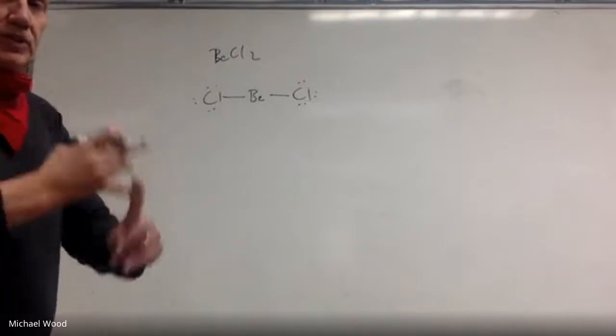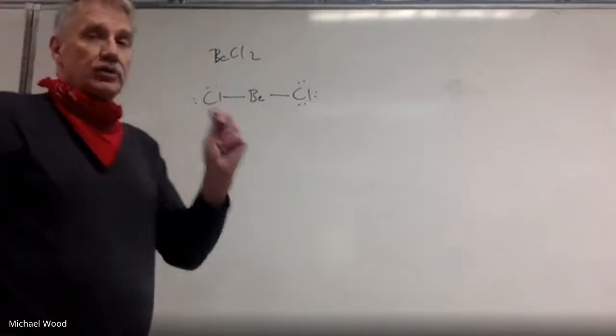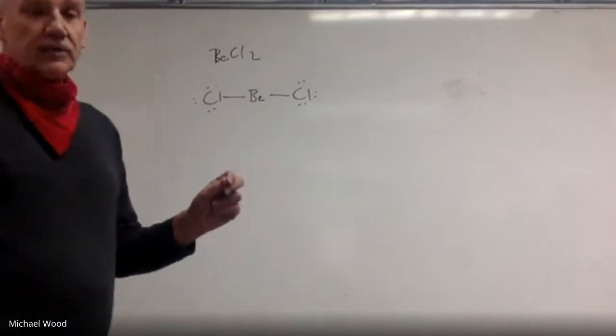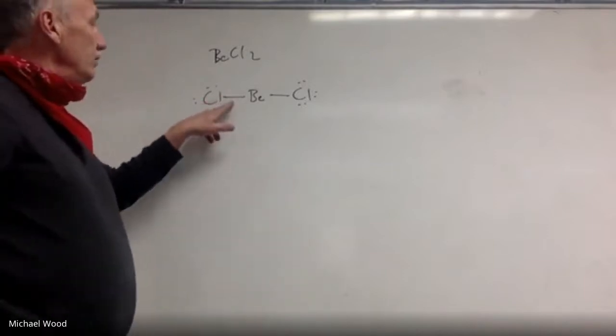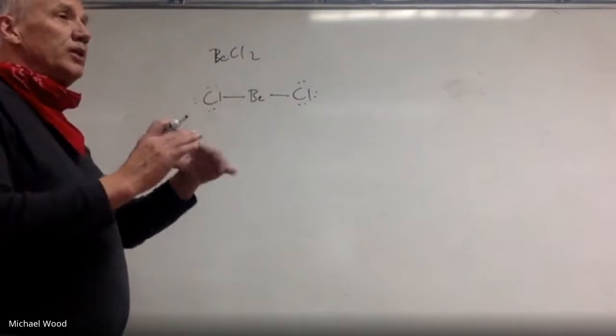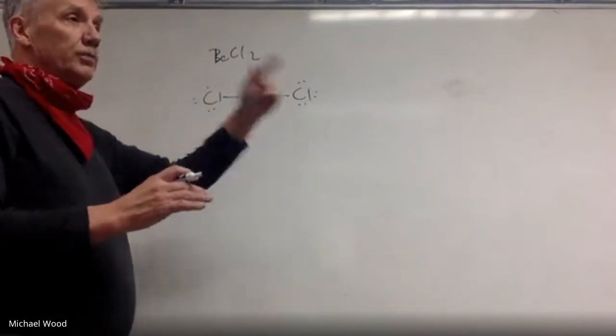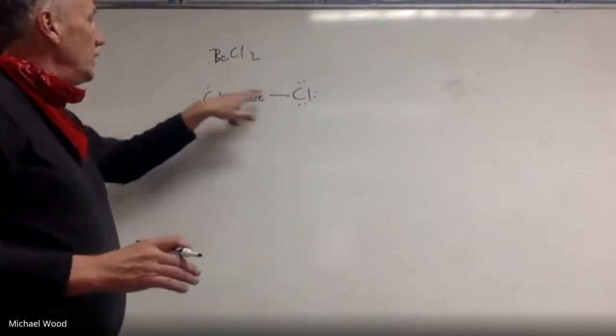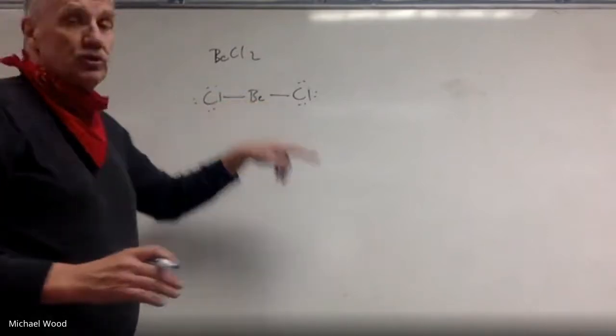So the first is the dot structure, and then the electron domains. The electron domains are how many single bonds, and an electron domain could be a single bond, a double bond, or a triple bond is one. So this is one electron domain. So this has 2 electron domains.